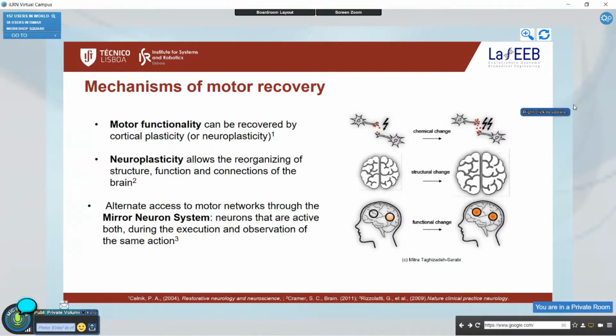Neuroplasticity is the brain's ability basically to reorganize itself by forming new neural connections. So it reorganizes the structure, the function, and the connections of the brain. So this is really important during the rehabilitation phase to maximize neuroplasticity. Now, in order to achieve this, and especially in a lesioned brain, we need to find alternate access to the motor networks. And this can be achieved through the mirror neuron system, which is a set of neurons that are active both during the execution of a movement or the observation of the movement. So even the observation of a motor action can invoke similar activity as the physical execution itself.